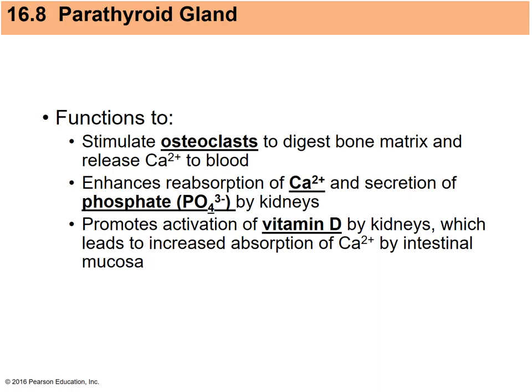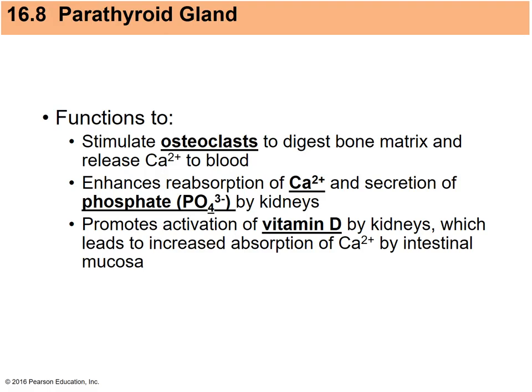And what does vitamin D play a role in? It helps with the absorption of calcium in the intestines. Calcium is very difficult to absorb. You could have a diet very, very high in calcium. If you do not have enough vitamin D, you're not going to be able to absorb it. And so vitamin D is necessary for the absorption of calcium in the intestines.